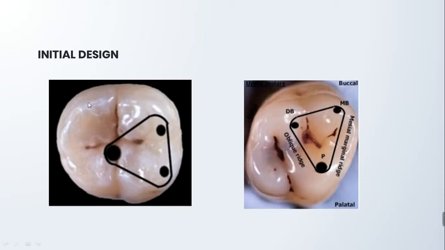The access cavity starts usually from the central pit. It is triangular in design, and the apex of this triangle is rounded. So let's begin with this session.